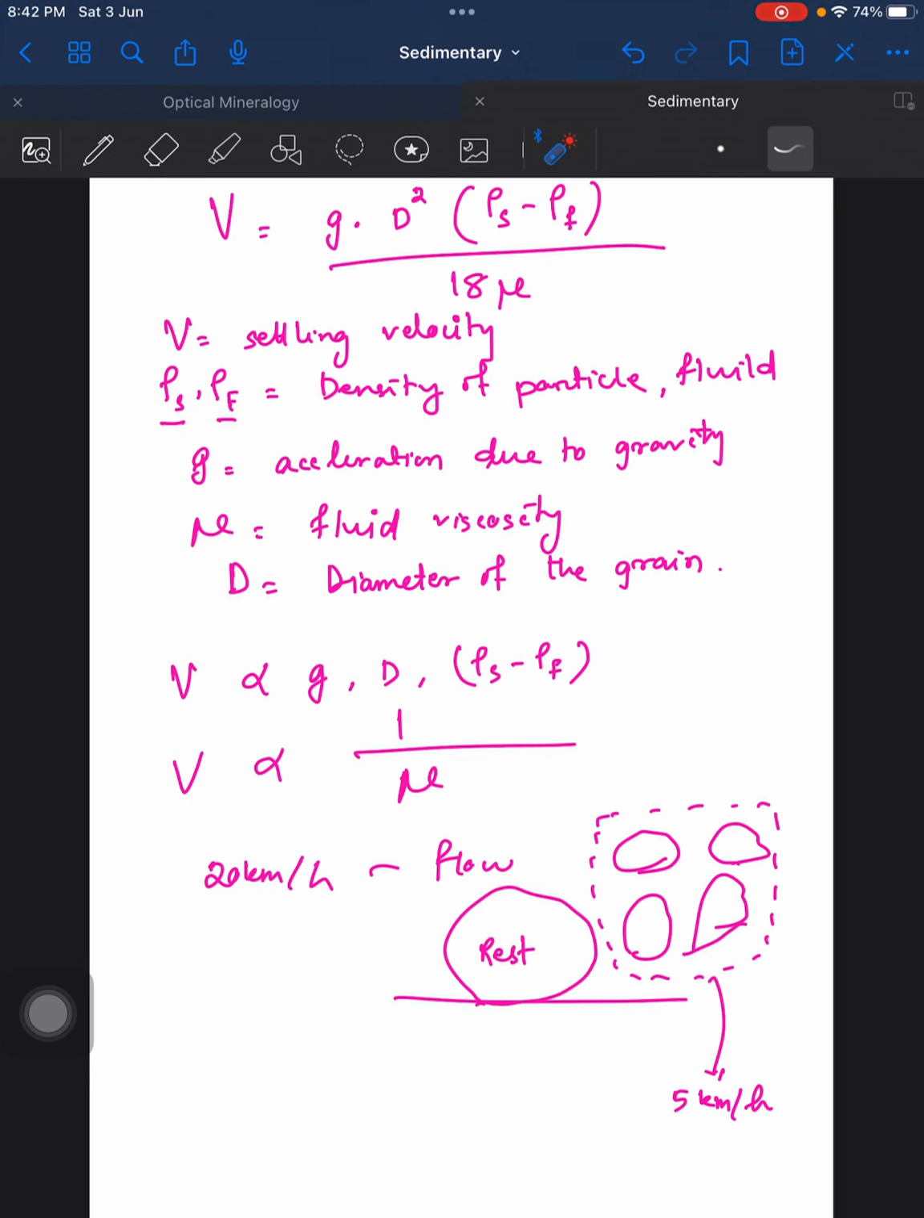Acha, this is the condition: if the particle is bigger, we need a higher velocity, and at higher velocity the particle will be deposited. If the particle is smaller, v is directly proportional to d, meaning if the particle is very big, we need a very high velocity for the particle to be deposited. But if the particle is very small, we need to reduce the velocity to a very small amount so that the particle will be deposited.